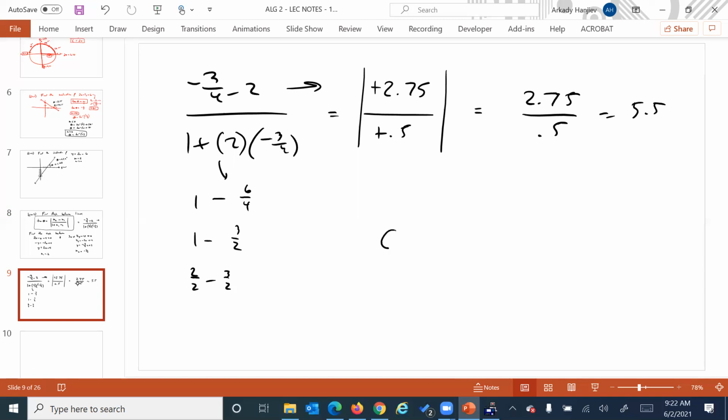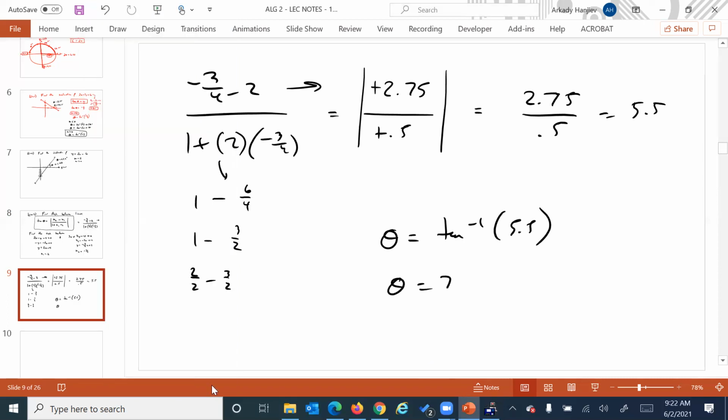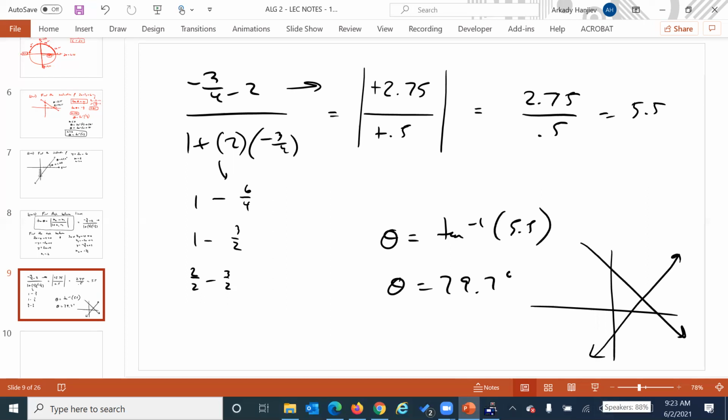Okay, now let's do this here. Theta is equal to tangent inverse of 5.5. We are in degree measurement, that's fine. So tangent inverse of 5.5 gives 79.7. Okay, if I were to graph these two lines, one line going like this, the other line going like this, the angle between them is 79.7 degrees.